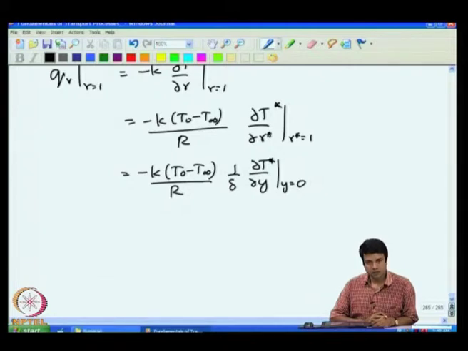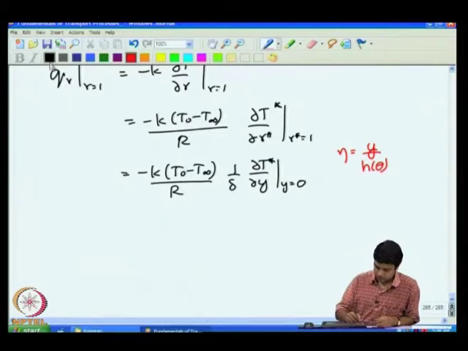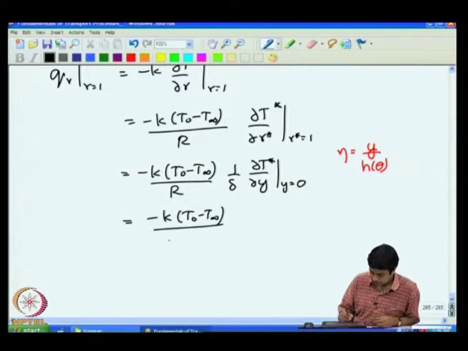And then I expressed y in terms of eta. Eta is equal to y by h of theta. So, therefore, I can write this as minus K into T naught minus T infinity by R delta h of theta, partial T by partial eta.